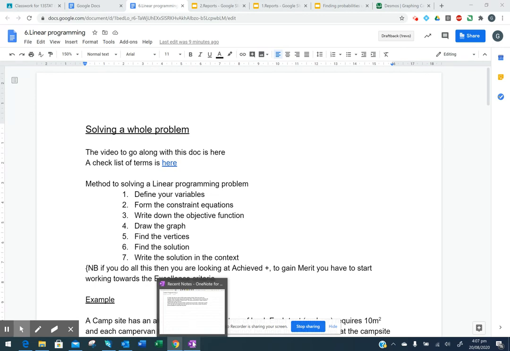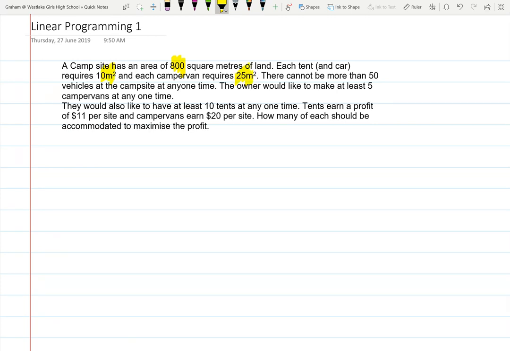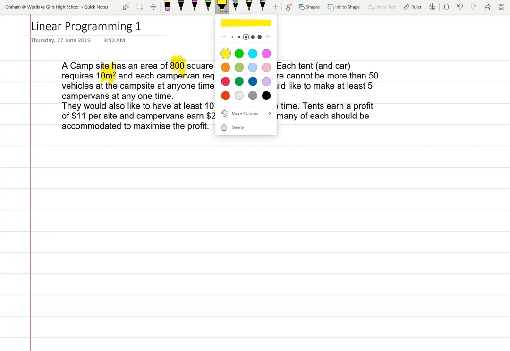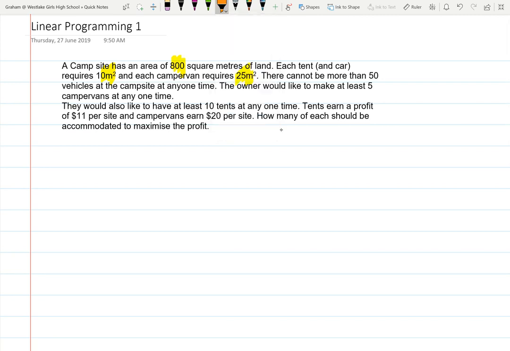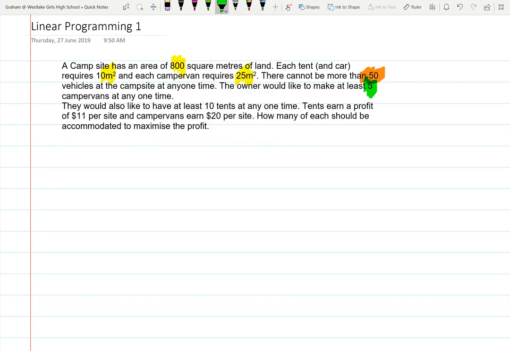So the problem we are going to solve is this one. I'm going to go through and highlight stuff that's all linked. A campsite has an area of 800 square meters and a tent and car takes 10 square meters and a camper van takes 25 square meters. So that's my first thing. The next thing it tells me is that there can only be up to 50 vehicles on the campsite at any one time. And the owner would like to have at least 5 camper vans at any one time.